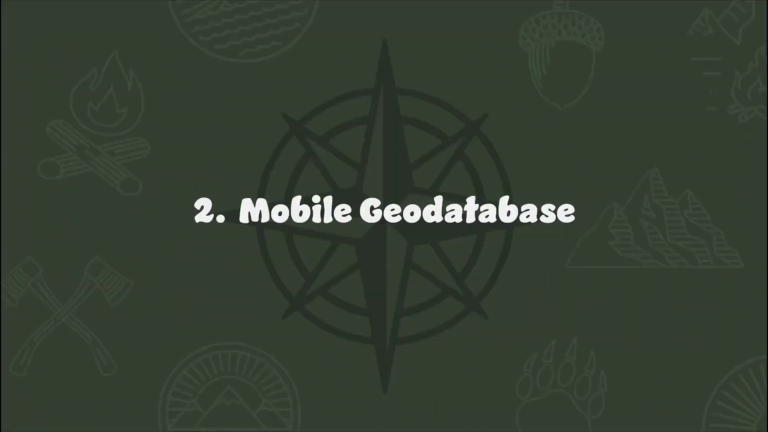Number two, the mobile geodatabase. The mobile geodatabase is a newer type of geodatabase. It was introduced by Esri in ArcGIS Pro. It is very unlike the file geodatabase, which, like I've already said, stores the data as a folder. The mobile geodatabase is stored as a single SQLite database file with the extension .geodatabase.